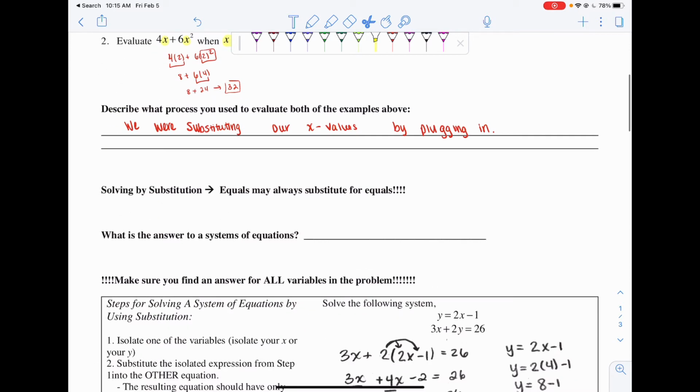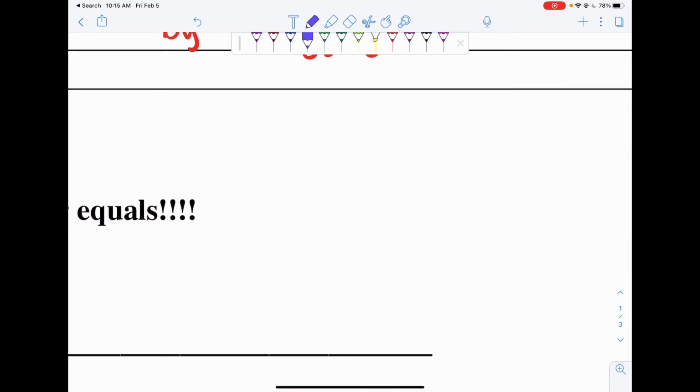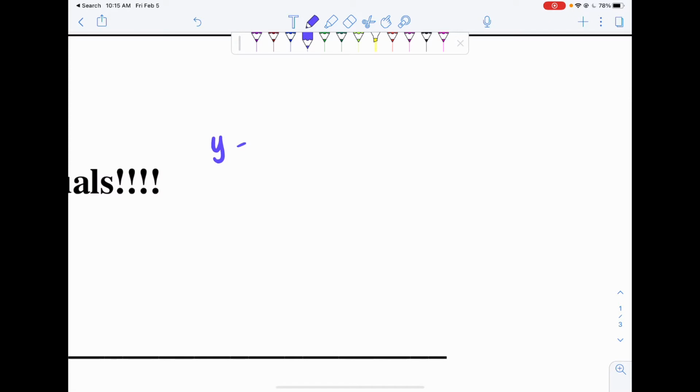Okay, so solving by substitution. Equals may always substitute for equals. So that means whenever you have y equals and y equals, or x equals and x equals, just set them equal to each other.